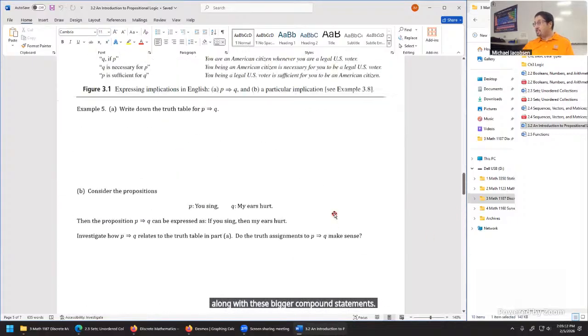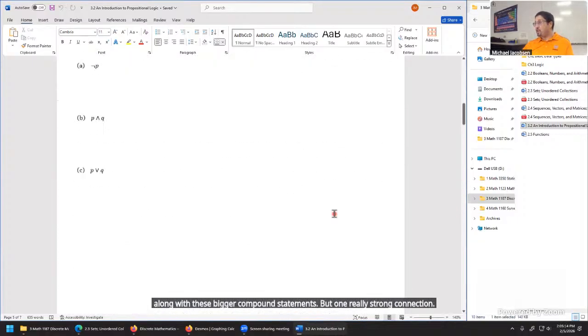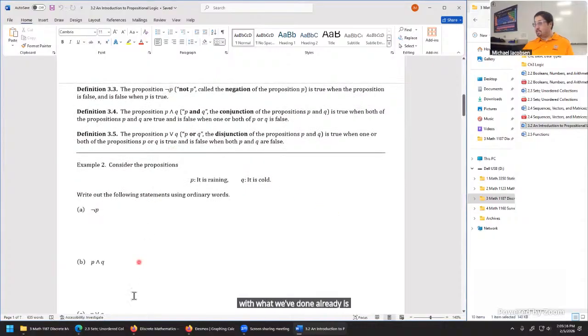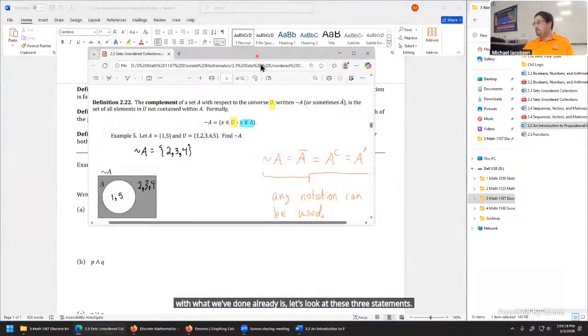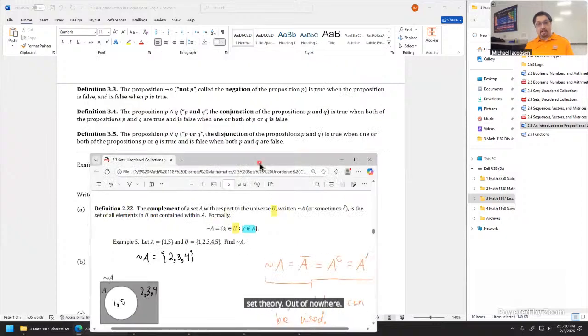But one really strong connection with what we've done already is, let's look at these three statements. Set theory. Out of nowhere, set theory and logic have a lot to do with each other. If you're thinking about the not operator, this is the negation of a statement, a proposition, but it's extremely analogous to the complement of a set. The complement of the set is all elements in the universe not in a set A, and that not is the tie-in. It's not an element of.